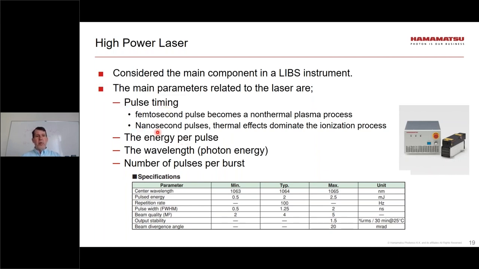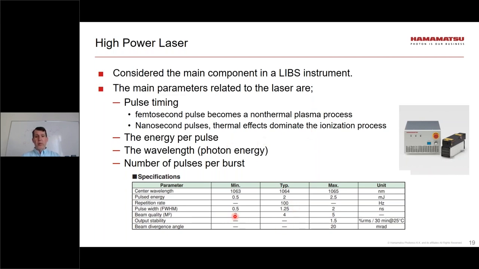Generally, the nanosecond pulsed laser is pretty common on the market because in the nanosecond timescale, the formation of the plasma is really dominated by the thermal effects that the laser is delivering. If you go to a femtosecond laser, then the formation of the plasma is really a non-thermal process and can be a little bit more difficult to manage.